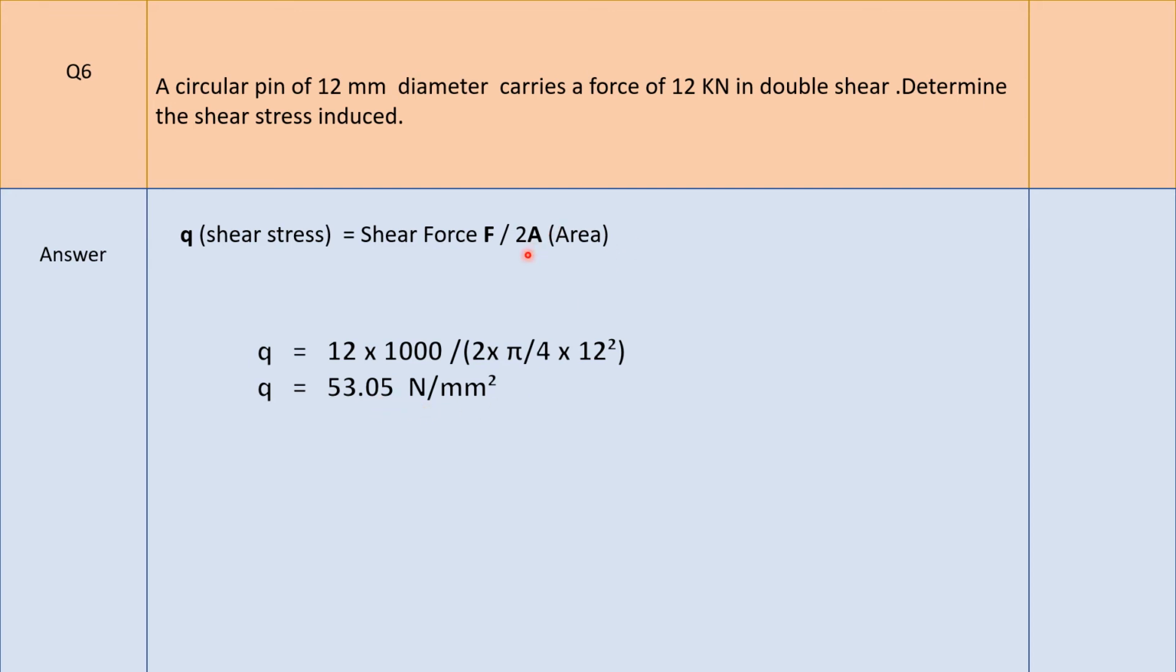So if it is a single shear, you have to take the area only once, but if it is given that it is in double shear, then don't forget to make the area twice. This is very important. Otherwise the problem is very simple.